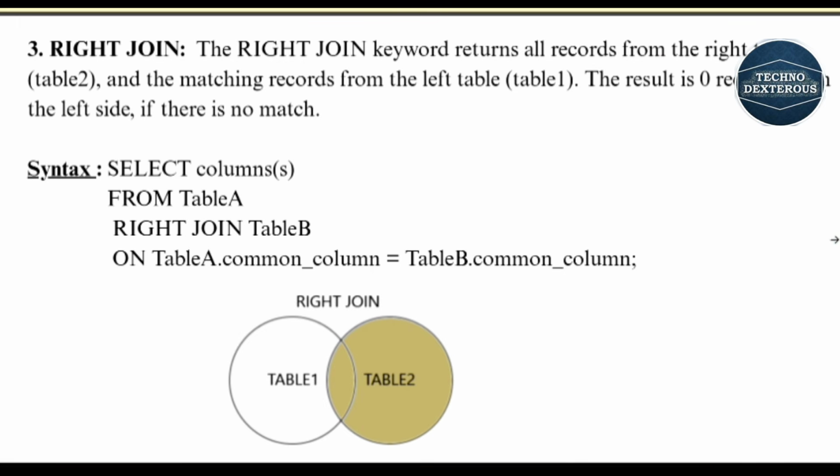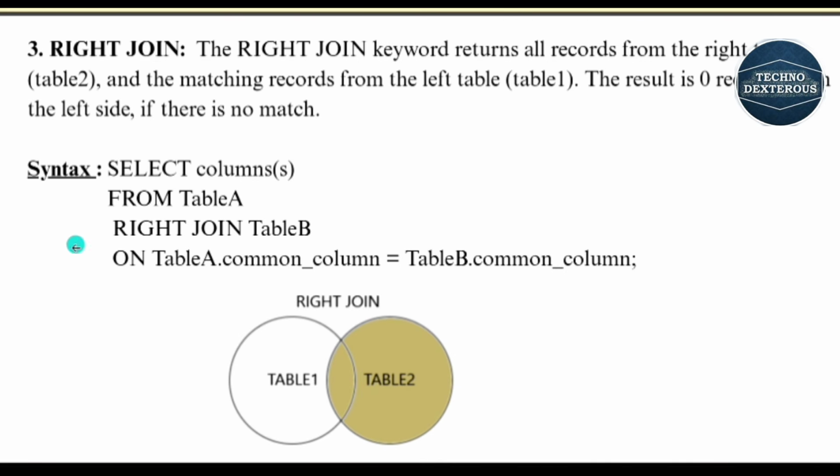Right join. What is right join? Right join is the opposite of left join. It returns all the rows from the right table and the matching rows from the left. If there is no match in the left table, a null value is shown. It is best when you want all data from the right table even if no match exists.